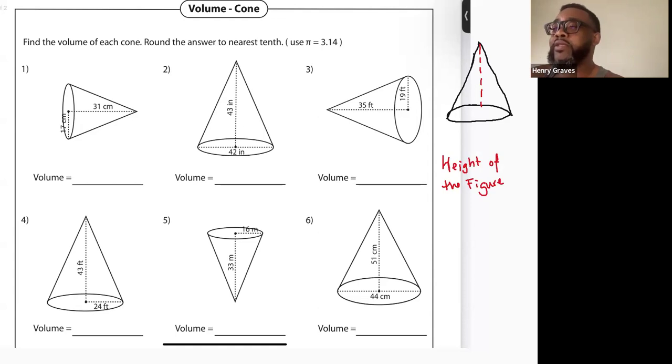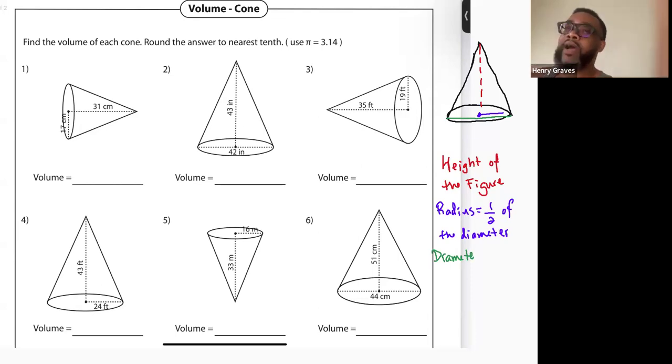Remember, the radius is half of the diameter. So whatever the diameter is, your radius is going to be half that number. And then you have your actual diameter itself that runs all the way across the bottom. So the diameter is 2 times the radius. Those are the dimensions you need to worry about if you're trying to find the volume of a cone.